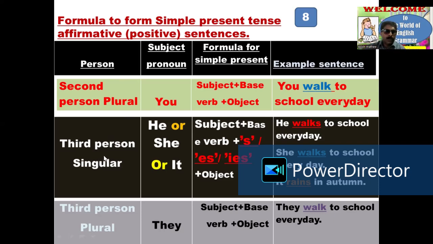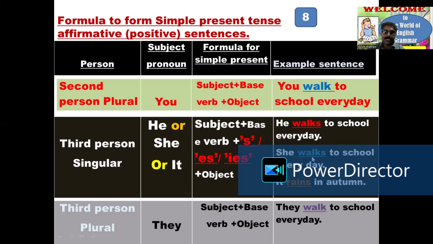Next, we have third person singular. Third person singular is he or she or it. The formula to form simple present tense: subject plus base verb plus, we are adding an s or es or ies, plus object. For example, he walks to school every day. He is the subject. An s is added with walk, then it becomes walks to school every day.